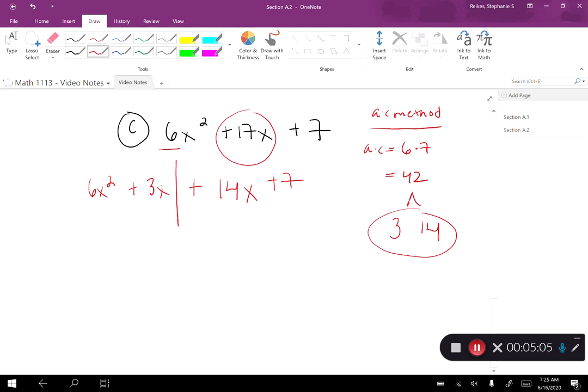GCF out of the left is 3x. I'm left over with 2x plus 1. GCF out of the right is a positive 7. I'm left with 2x plus 1. Both have a 2x plus 1, so that pulls out. And I'm left over with 3x plus 7. And now my polynomial is completely factored.